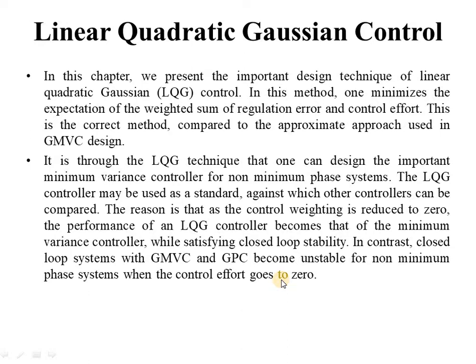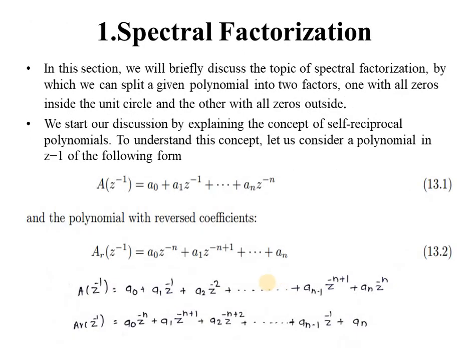There are many methods to design the LQG control. We will see step by step. The first approach to design the LQG control is spectral factorization. In spectral factorization, we can split the given polynomial into two factors, one with all zeros inside the unit circle and the other with all zeros outside the unit circle.